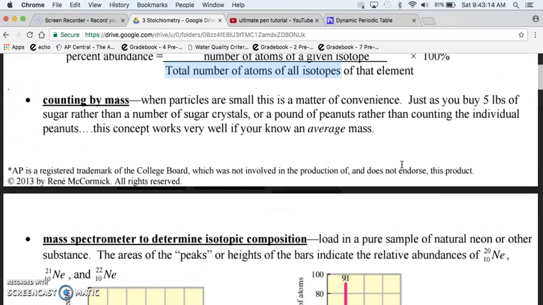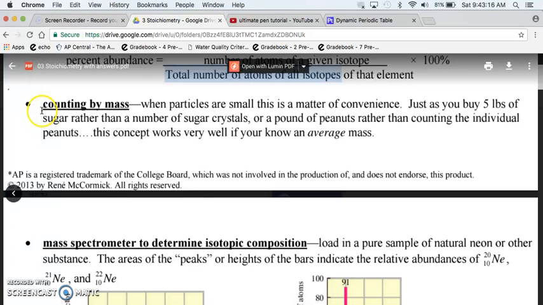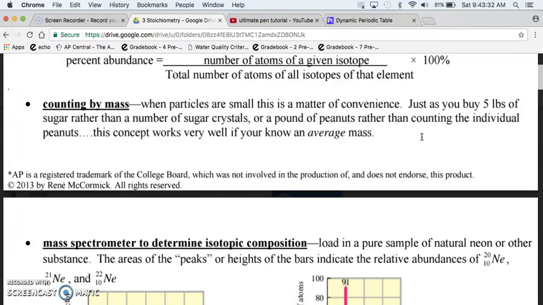All right, counting by mass. We're going to do that a lot in this class. So this is how we measure things in chemistry. And really, in your day-to-day life, you do this too. The example they use here is peanuts. But what's something that you weigh out at the store? A lot of times you'll see that fruits are sold to you by weight, right?